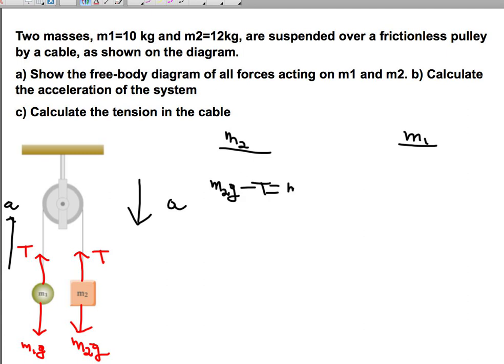So on M2, we have, in the positive direction, since down is positive, we're calling the direction of motion positive, M2g minus T, and that's equal to M2a. On the other side, for M1, since that's going up, any vector pointing up is positive, so T is up. M1g is down, so that's negative. And that's equal to M1a. So, in this particular example, we have two equations and two unknowns. The unknowns are a and T.